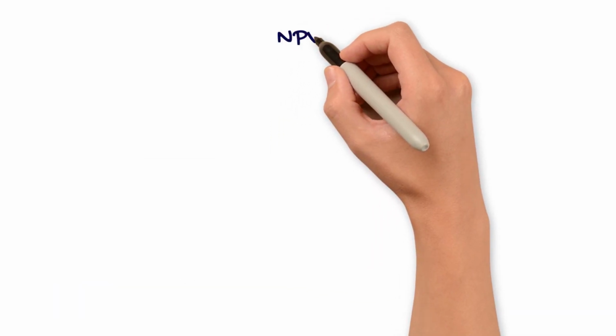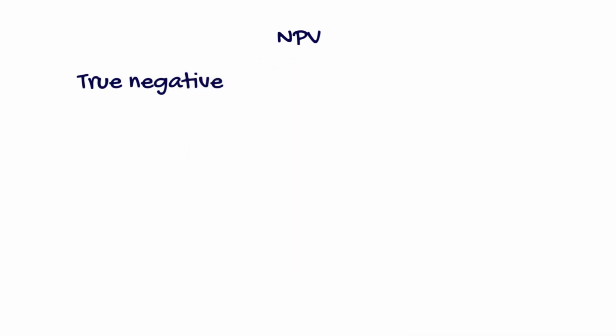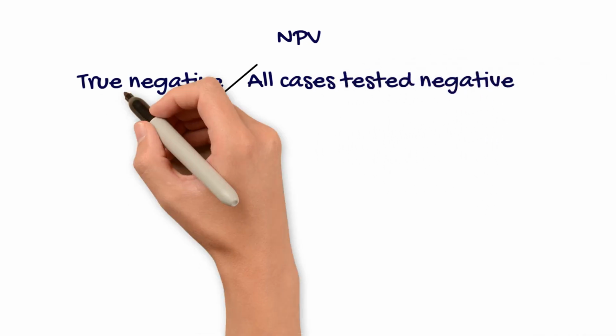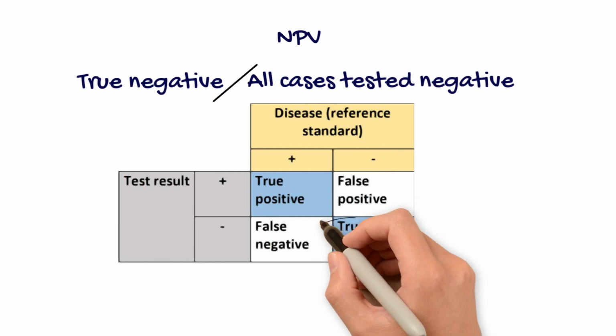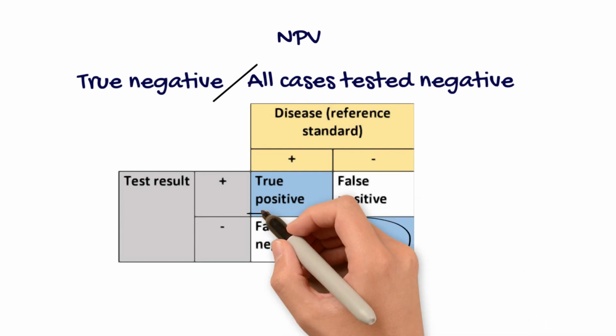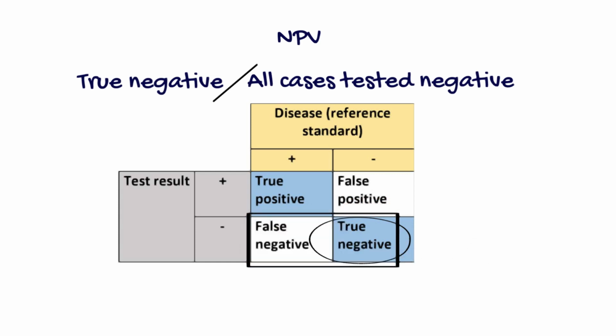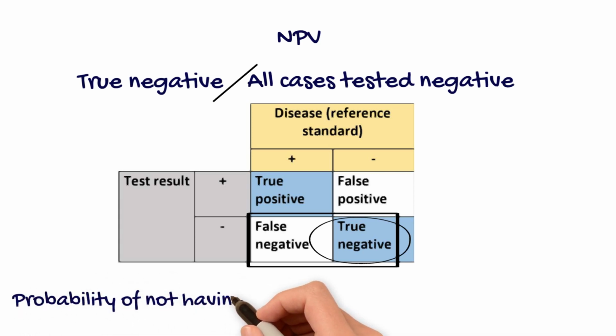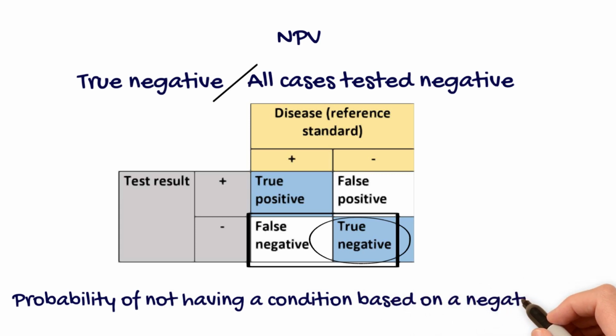Negative predictive value is the proportion of people who test negative for a condition and actually do not have the condition. It is calculated by dividing the number of true negative cases identified by the test by the number of all cases with negative results identified by the test. A negative predictive value tells the probability of not having a condition when the test is negative for a patient. For example, if a negative predictive value is 80%, a patient with a negative test will have an 80% chance of not having the condition.